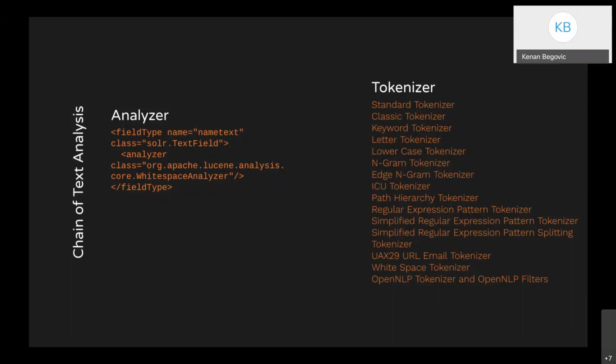Each tokenizer has its own set of arguments. All the details, again, are in the documentation. A tokenizer that is very interesting is the letter tokenizer. This tokenizer creates tokens from strings of contiguous letters. So it discards all non-letter characters, and the result of this tokenization are words made of letters without any non-letter characters.